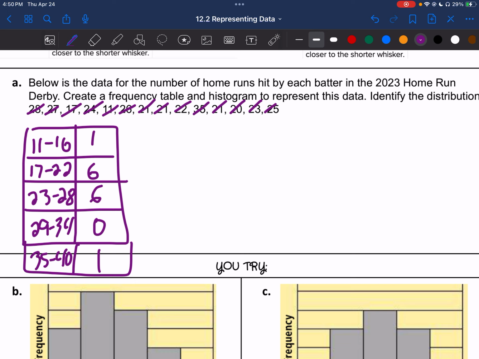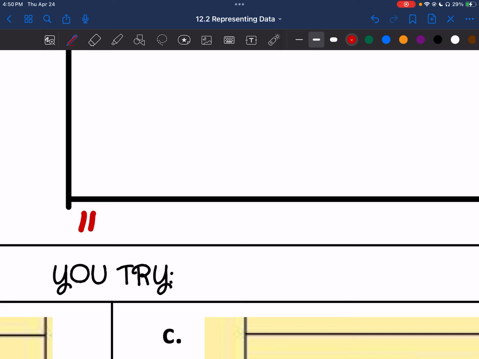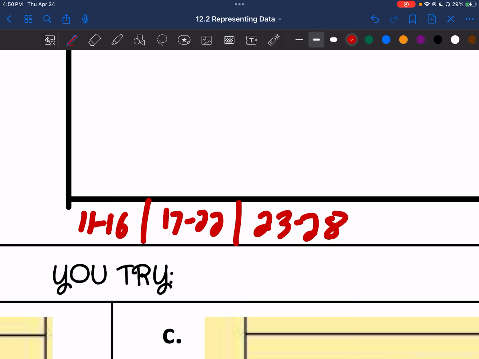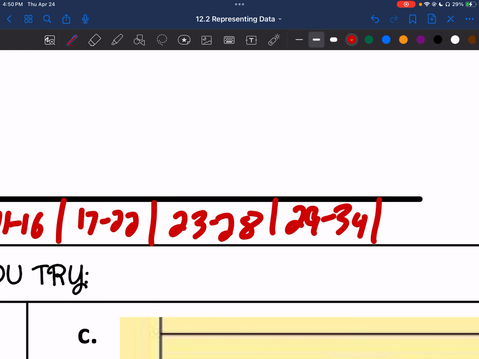So we're going to make our histogram. So we create a graph. And then we are going to do 11 to 16. We're going to do 17 to 22. We're going to do 23 to 28. We're going to do 29 to 34 and 35 to 40.